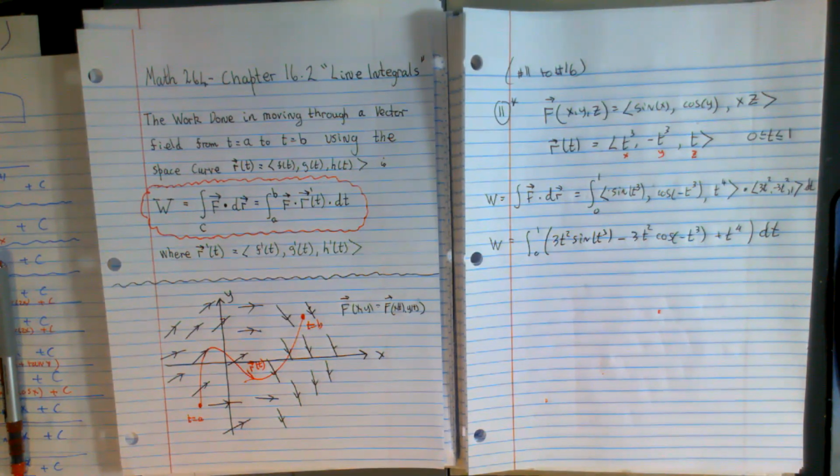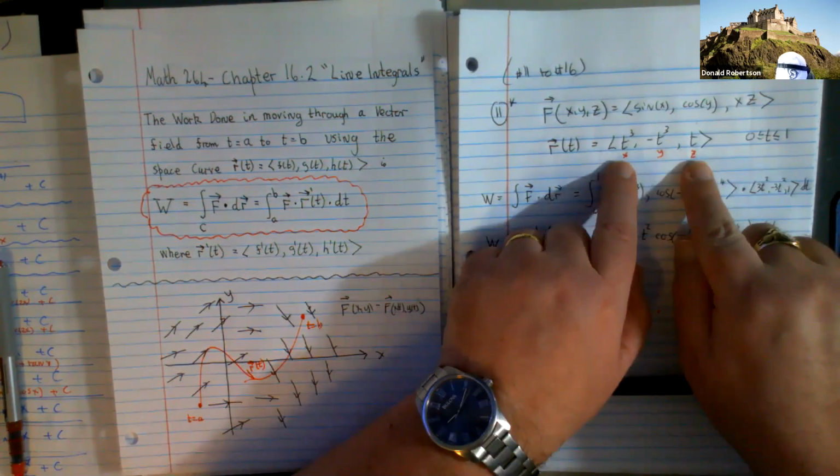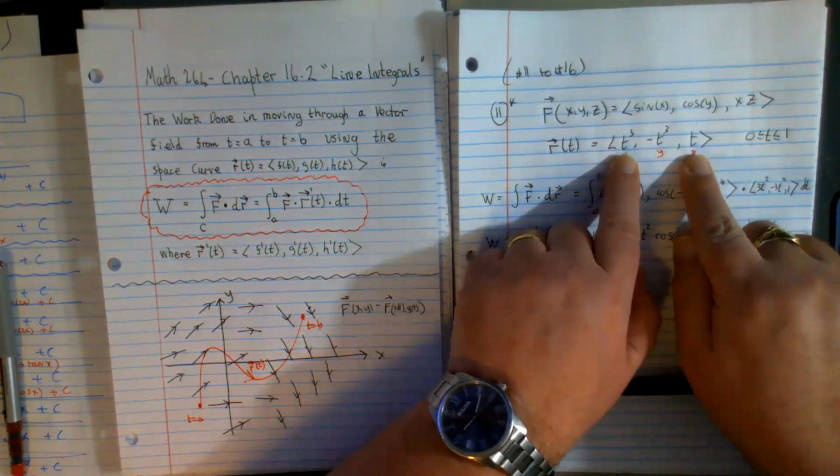Where did t to the fourth come from in the first work equation? Hopefully it came from x and z, so t cubed times t. Oh, okay.